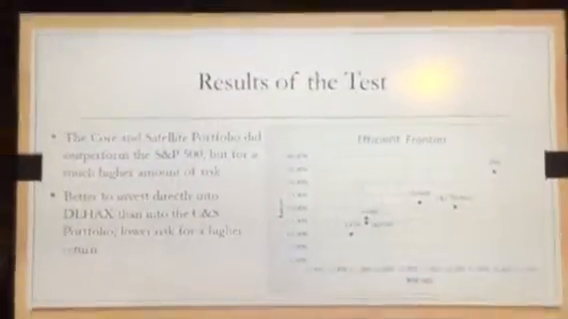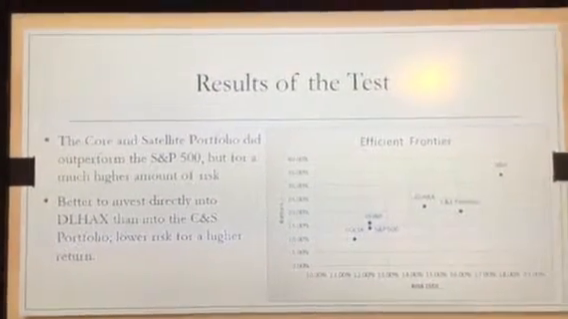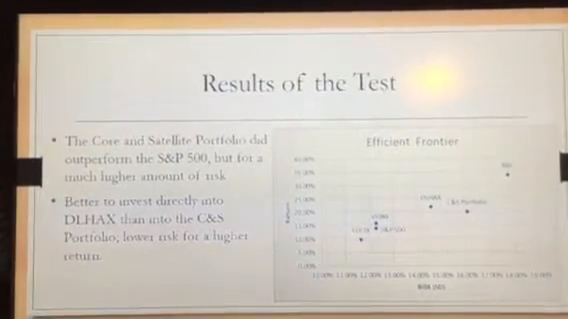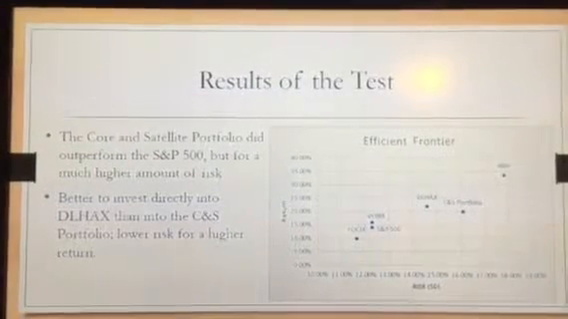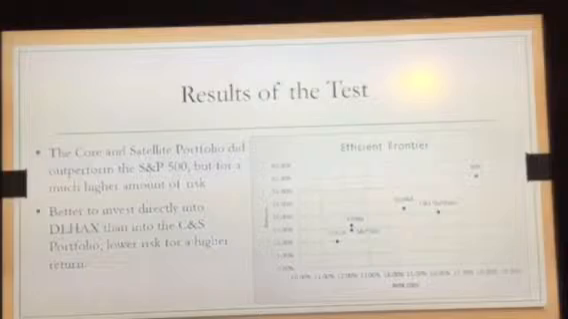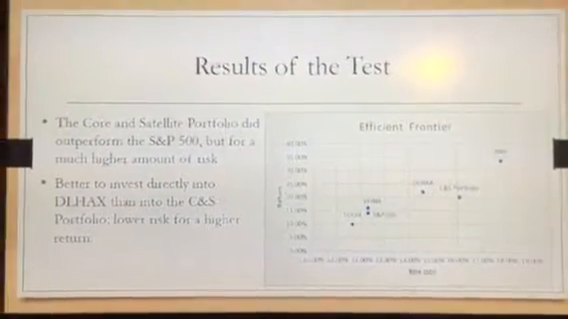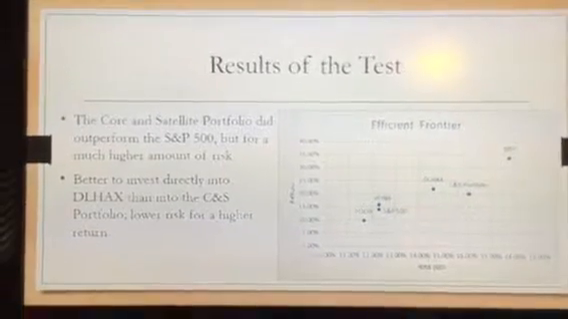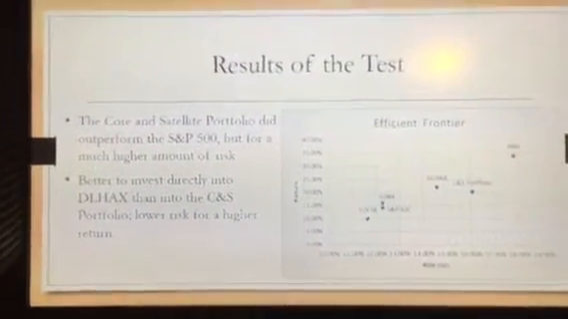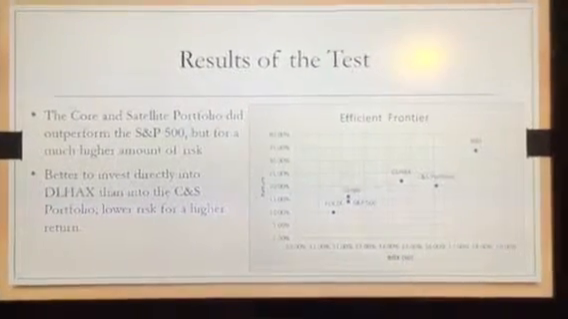Next, I took the risk and return for each of the mutual funds and created an efficient frontier for the stocks chosen. The results of the test showed that the core and satellite portfolio did outperform the S&P 500, but for a much higher amount of risk. The better alternative would be to invest directly into DLHAX than into the core and satellite portfolio. However, the core and satellite portfolio is still able to produce a high return for much lower costs associated with it.